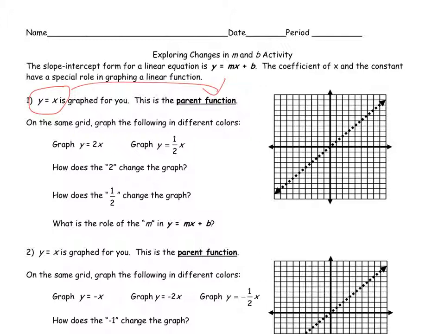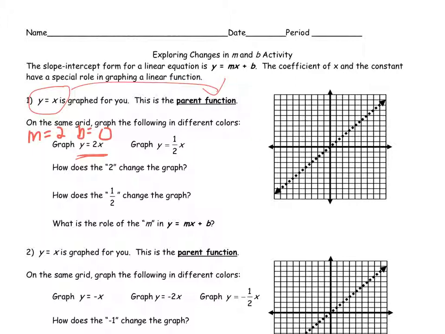So on the same grid, we're going to graph two different graphs. First one we're going to graph is y equals 2x. So let's look at the information we need on y equals 2x. We know that our slope is going to be 2, and our y-intercept is going to be 0.